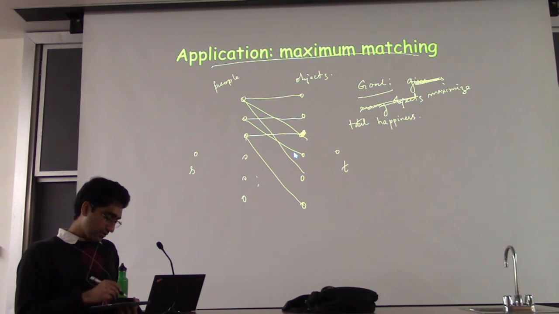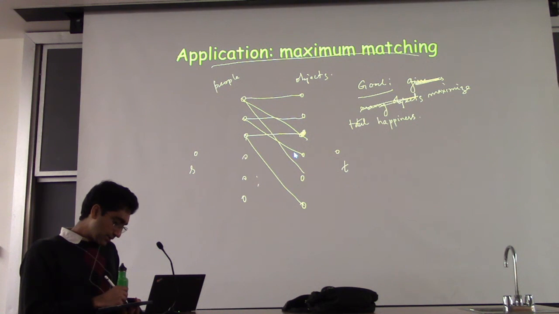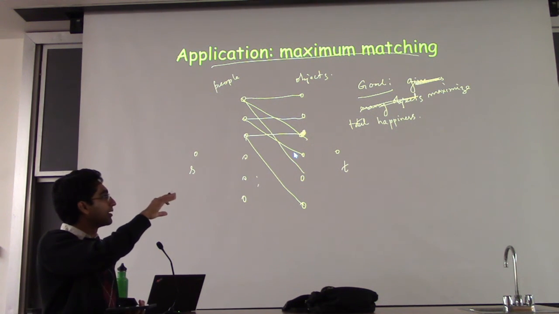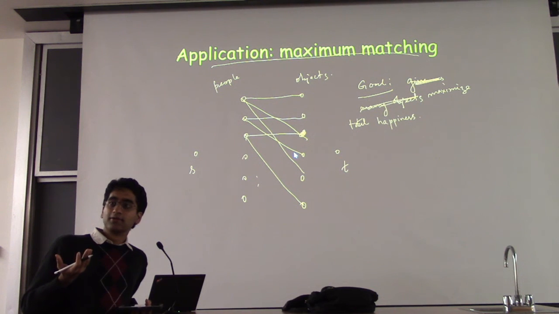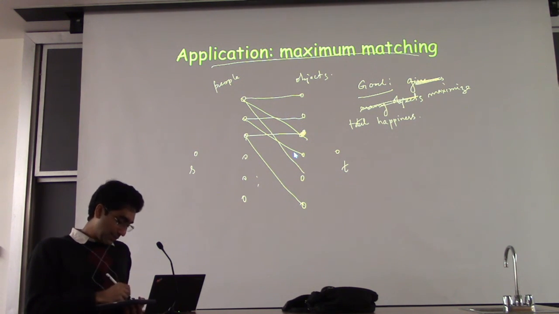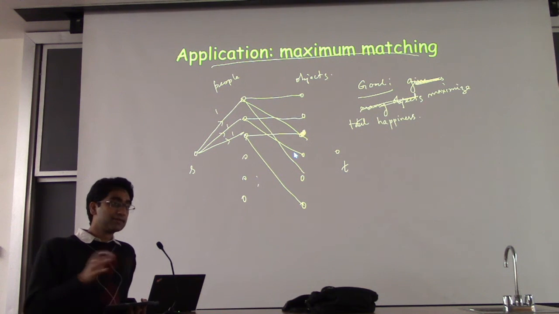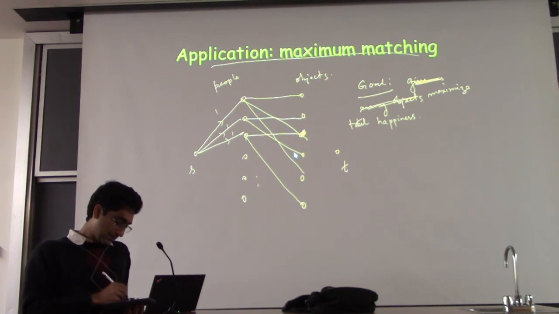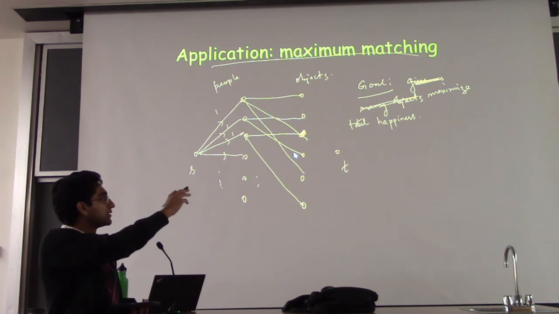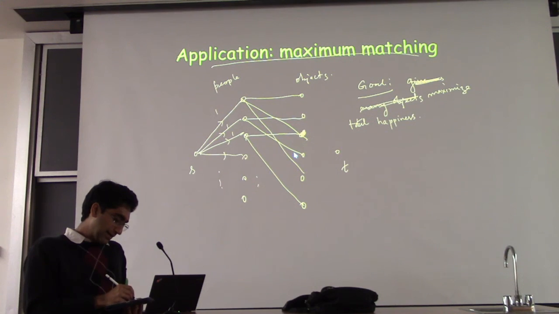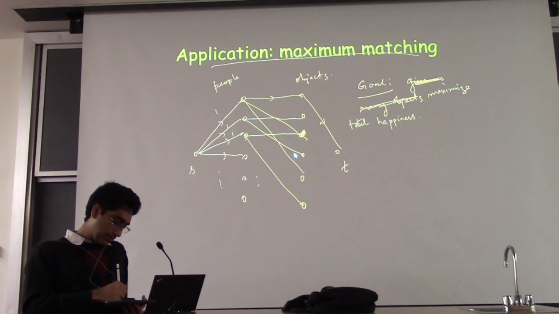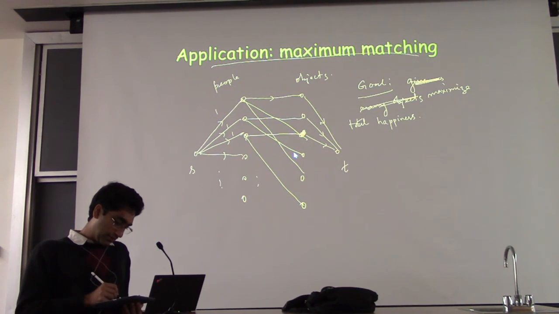I want to make as many people as possible happy, and I'm counting every person the same way. So I'll have edges of capacity 1 that go out of S. Now, if a person likes an object, you put a directed edge like this. And then you put edges from the objects to the sink, all of capacity 1.